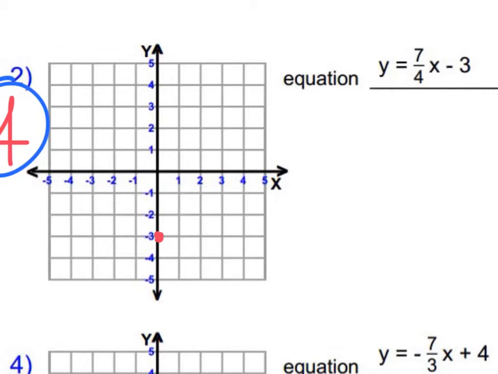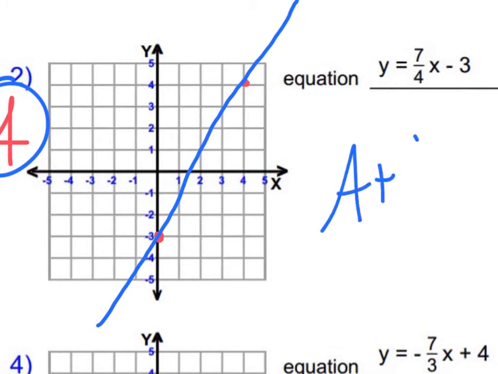And now our rise is 7. I see it's 7 over 4, so we're going to count up 7: 1, 2, 3, 4, 5, 6, 7. And now we're going to go to the right 4: 1, 2, 3, 4. So our second dot's going to go right here, and now we need to connect these. And when we do, it should look a little something like that. And if you do this, you're going to get an A+. Let's take a look at number 3.